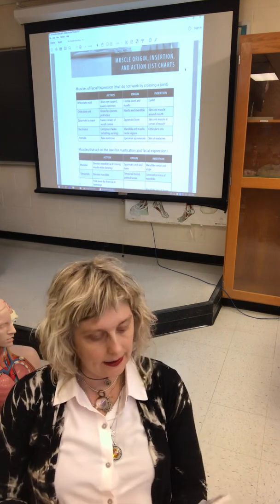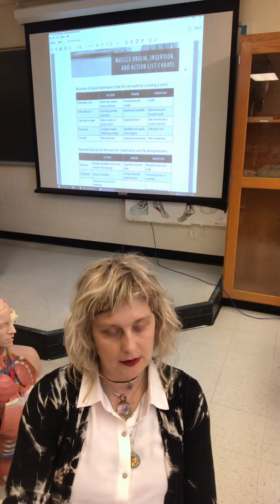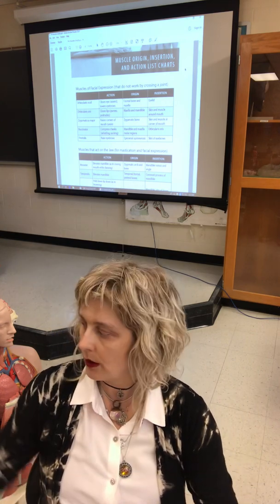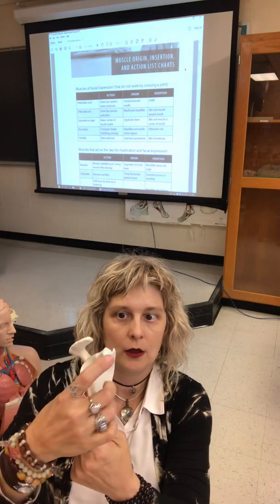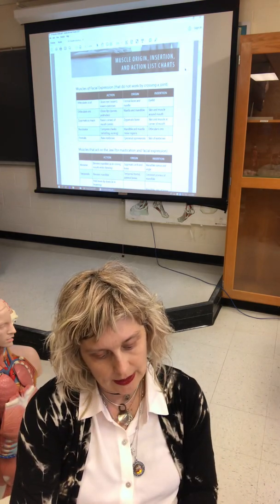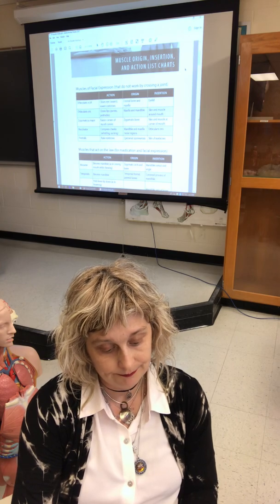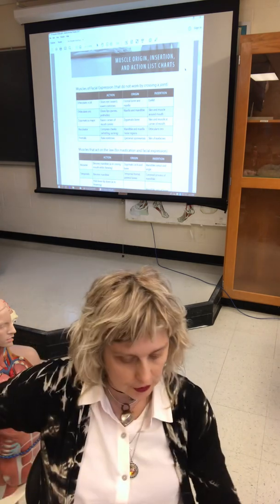The origin for the short head is going to be the coracoid process. Do you remember acromion and coracoid process of the scapula? So look, acromion, coracoid process. For the biceps, the short head is coracoid process. The long head is going to be glenoid cavity. Remember that?